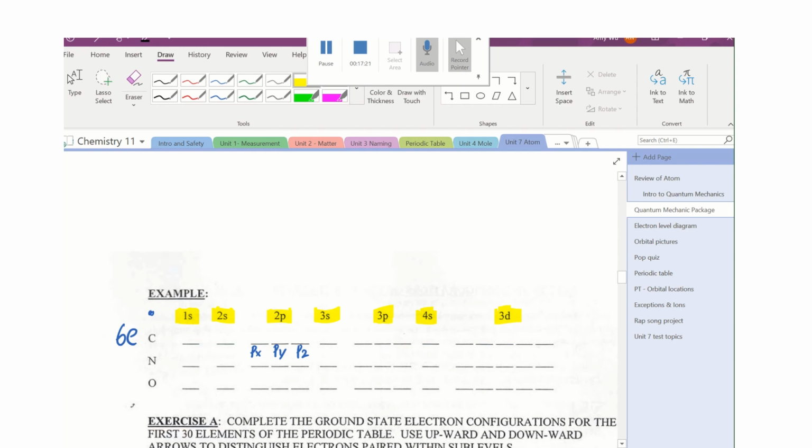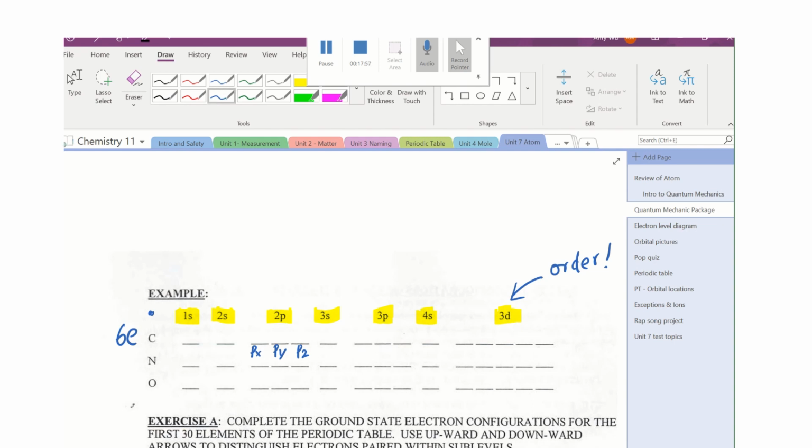I'll get back to this a little later, but you just have to remember that the 3d orbitals are actually at a higher energy level than 4s, okay? I will show you a way to memorize the order of the orbitals, and you will get there. But for now, they are there for you to follow.